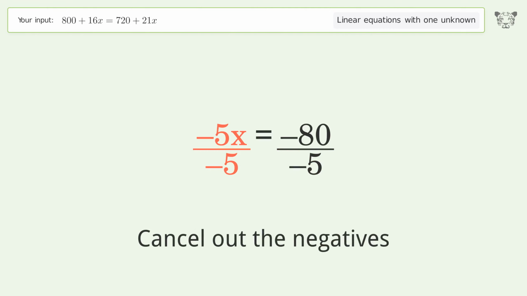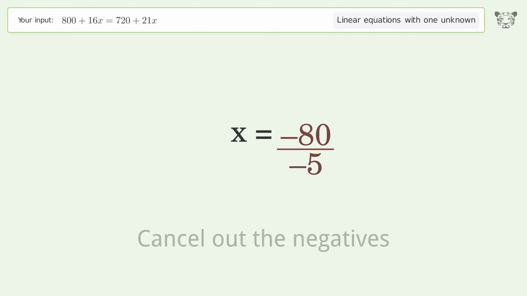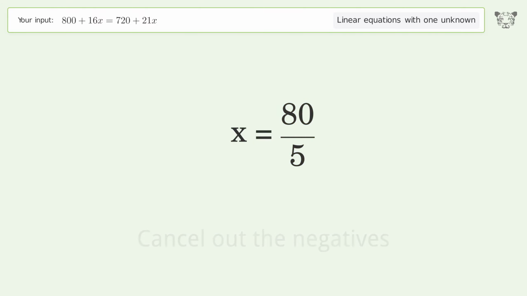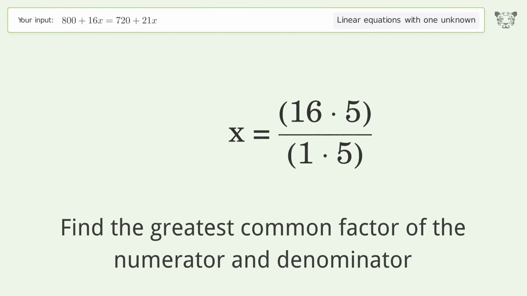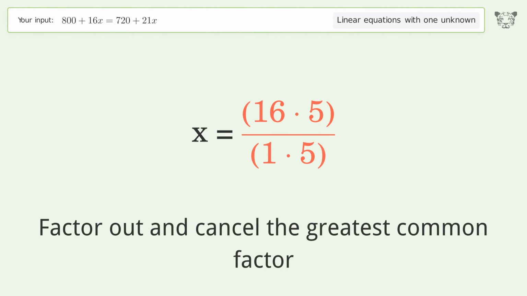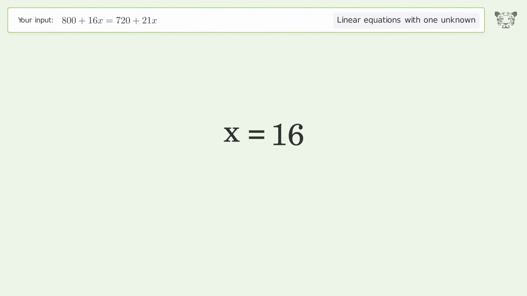Cancel out the negatives. Simplify the fraction. Cancel out the negatives. Find the greatest common factor of the numerator and denominator. Factor out and cancel the greatest common factor. And so the final result is x equals 16.